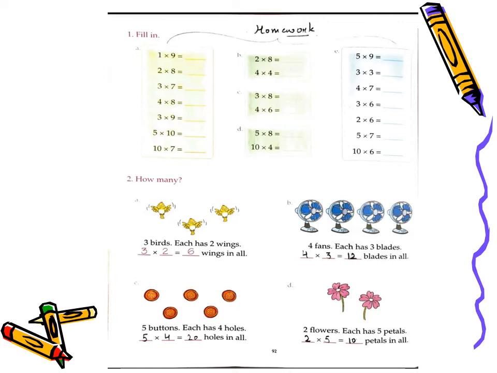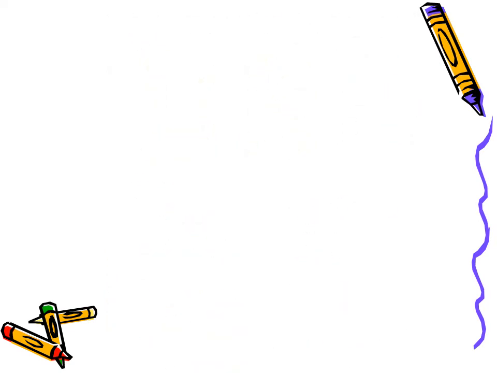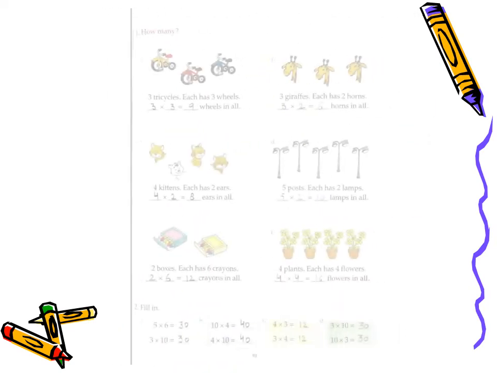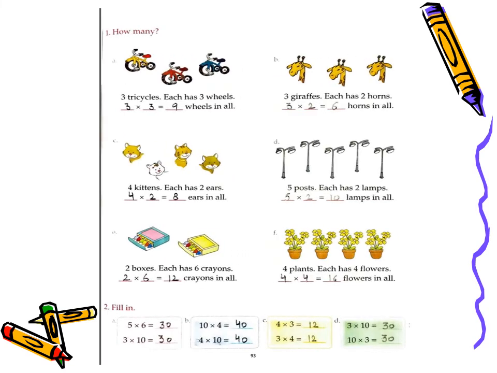You can review the page again. I can give you the time to complete your question number 2, B part, C part and D part, which we did in class. Okay, moving on to the next page, page number 93. This is page number 93 of your course books.